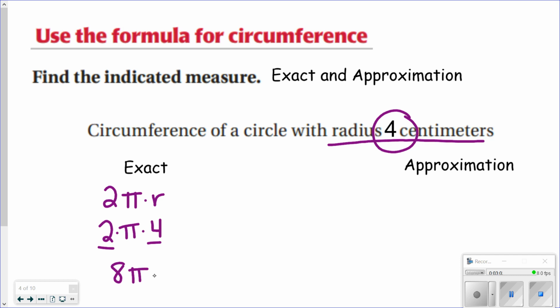Now let's use an approximation. So if I plug in 8 pi into my calculator, we get approximately 25.13.